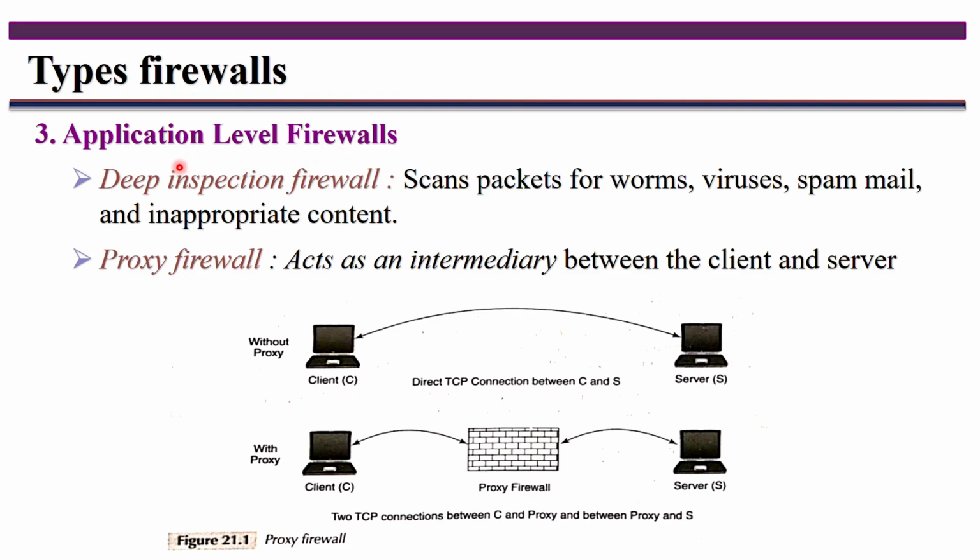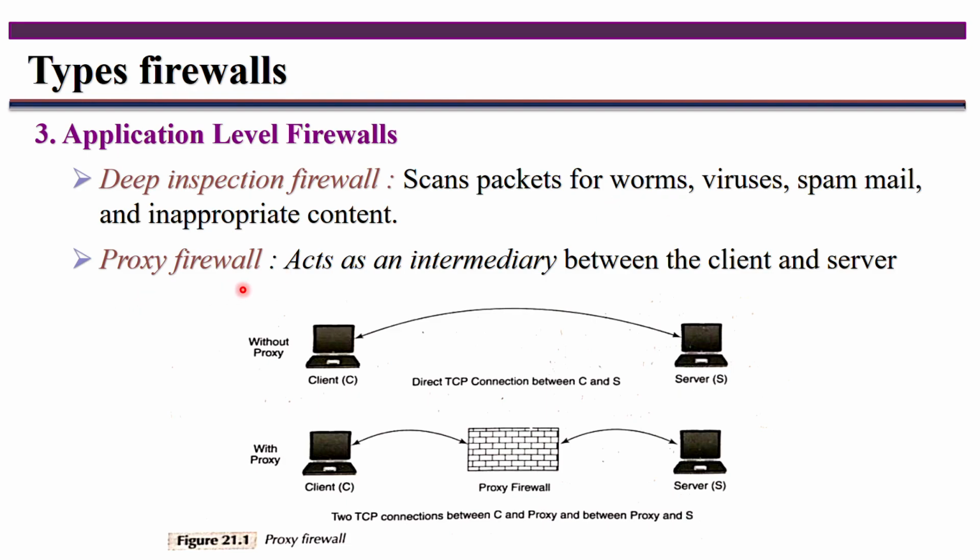But the next one is the application level firewall. It is a deep inspection firewall. Deep inspection firewall means it scans packets for worms, viruses, spam mail and inappropriate content. So for that packet, once again it scans to check whether it contains any malicious programs or not. If it does, then it discards such packets.